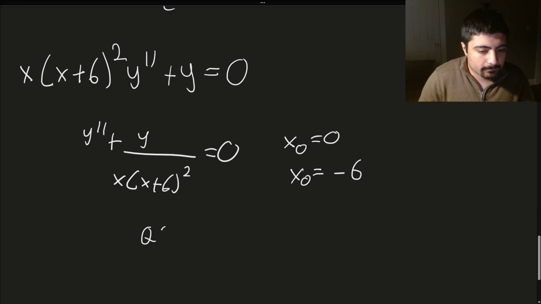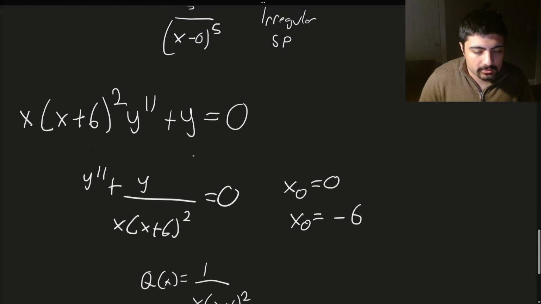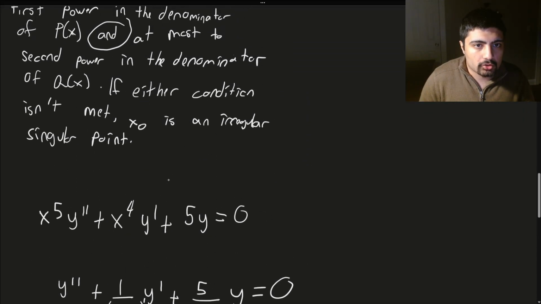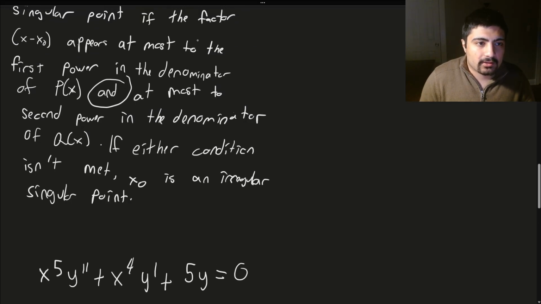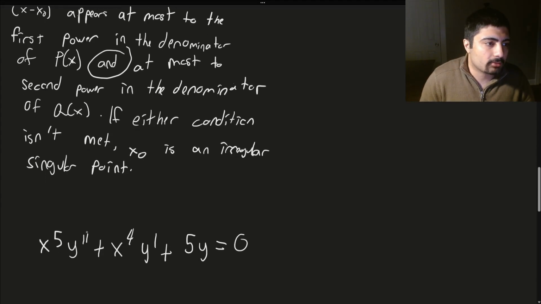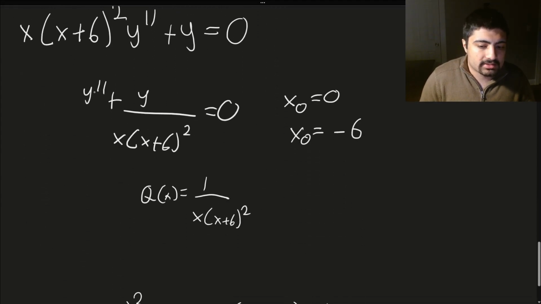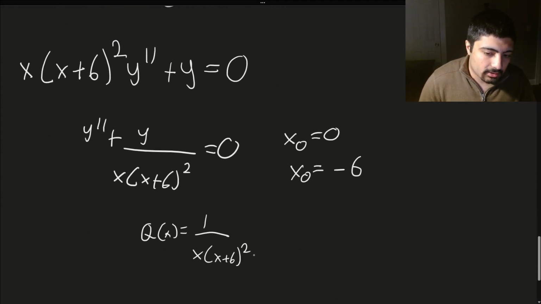Q of x is equal to 1 over x times (x plus 6) squared. So it says that this factor appears at most to the second power in the denominator of q of x. Well, what is this at most to the second power? Yes, x plus 6 is squared, which is still within the range of the requirements. And 1 over x is just the first power.